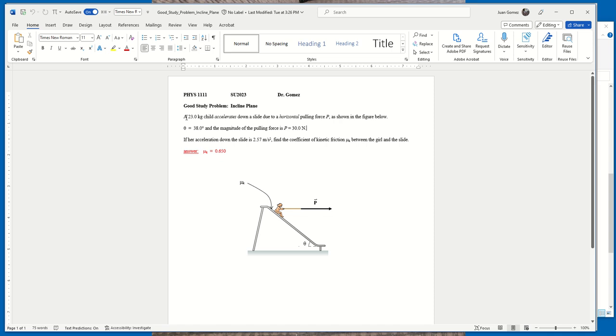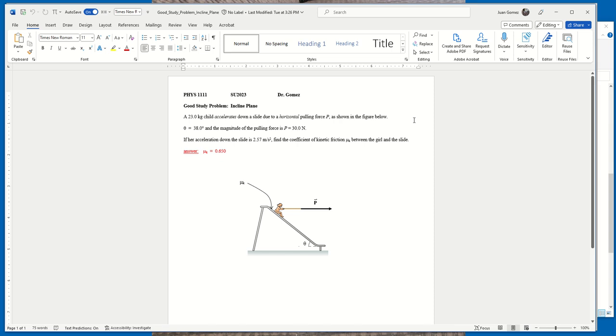Okay, so what we have is a 23 kilogram child, so we know the mass. She's accelerating down a slide, so her speed is not constant, and she's accelerating down the slide due to this horizontal pulling force, which I've labeled P. So I know the mass of the child, I know the magnitude of the pulling force, I know the angle of the incline, and I know her acceleration down the slide is 2.57 meters per second squared. I want to know what is the coefficient of kinetic friction, mu k, between the girl and the slide. And the answer is mu k is 0.650.